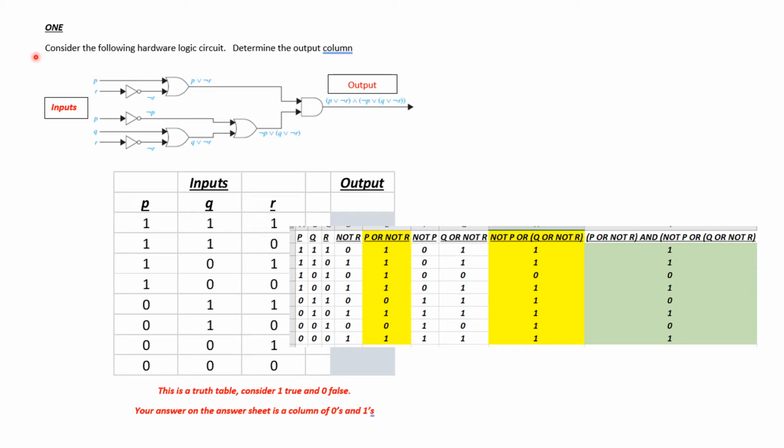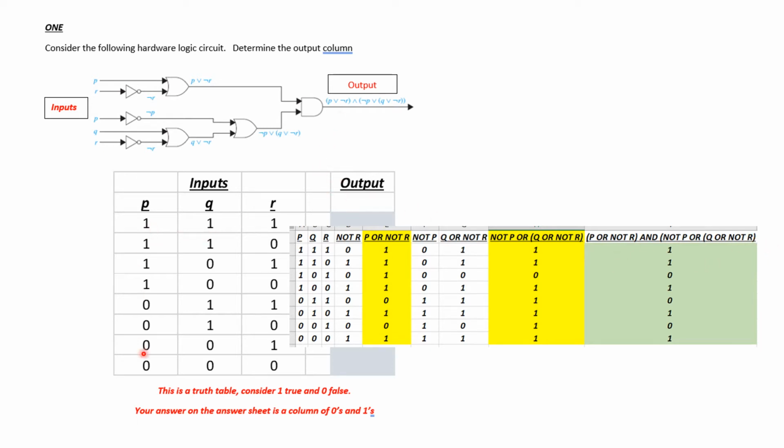Problem number 1, I ask you to consider the following hardware logic circuit and determine the output. And so the inputs were leads that were P, Q, and R. And you had various logic gates, but this is what the output was as a logic expression. And so that's what you had to calculate. And that is P or not R, and then this was not P or, and this was Q or not R. And those parentheses, of course, matter.